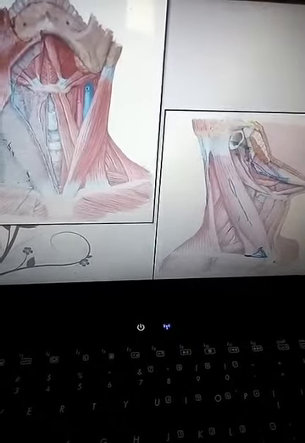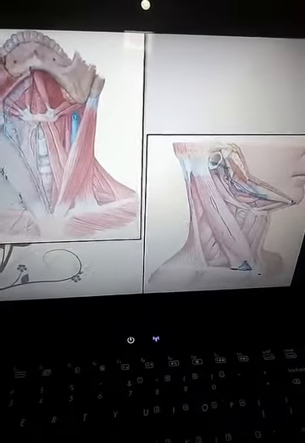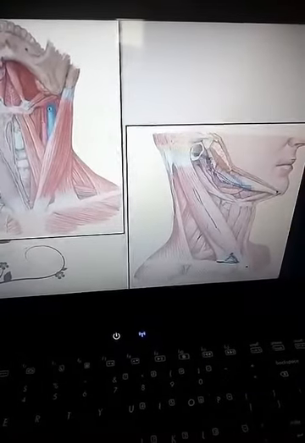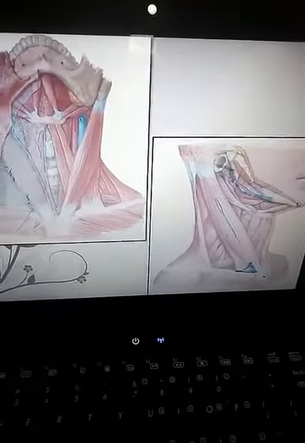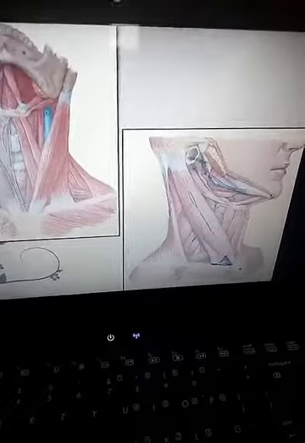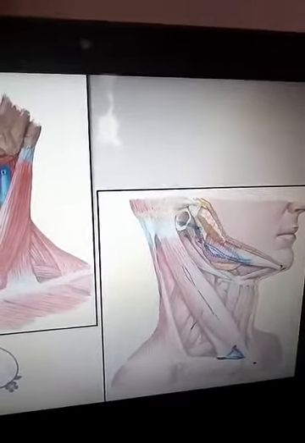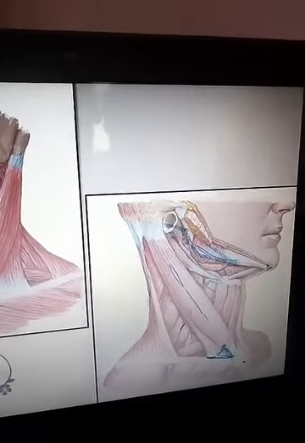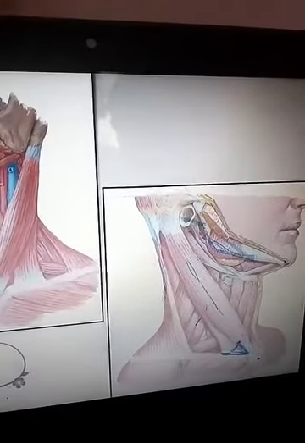Now the actions: when the muscle contracts, it tilts the head towards the shoulder on the same side, okay, and rotates the head so that the chin turns to the opposite side. When you turn the chin to the opposite side, which muscle contracts? The muscle of the other side. We will see the action of the sternocleidomastoid. When the muscle contracts, it tilts the head towards the shoulder on the same side and rotates the head and the chin towards the opposite side.